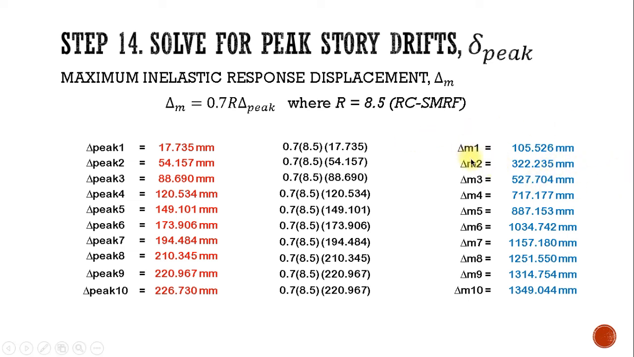So for delta M for first floor, meron tayong 105.526 mm. For second floor, meron tayong 322.235 mm.